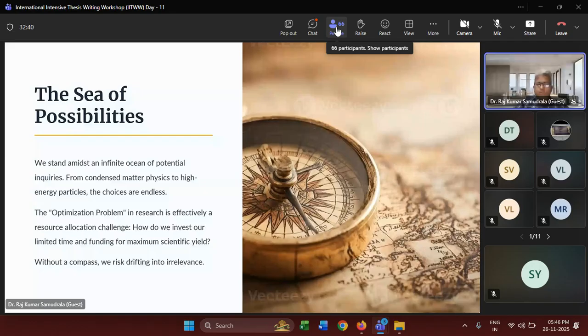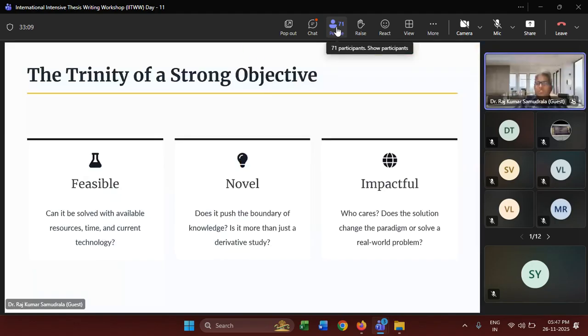For that, at least we need a compass. We should have some threshold. Without that threshold, how can we move forward? Can we move forward? Without a compass, we risk drifting into irrelevance. For that threshold, we need three parameters. The trinity of a strong objective.